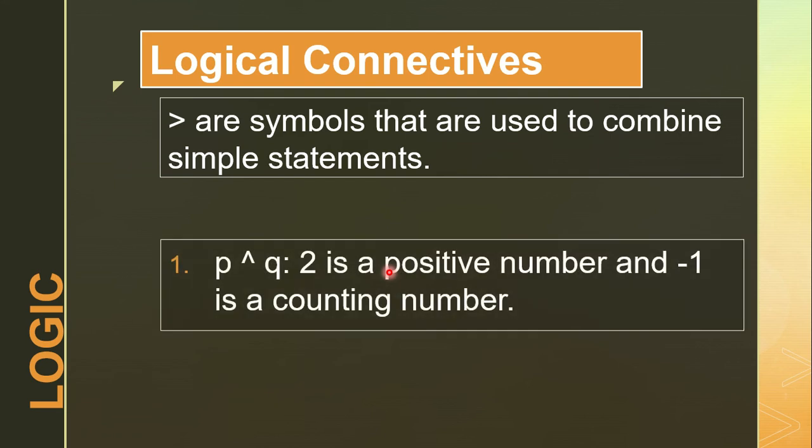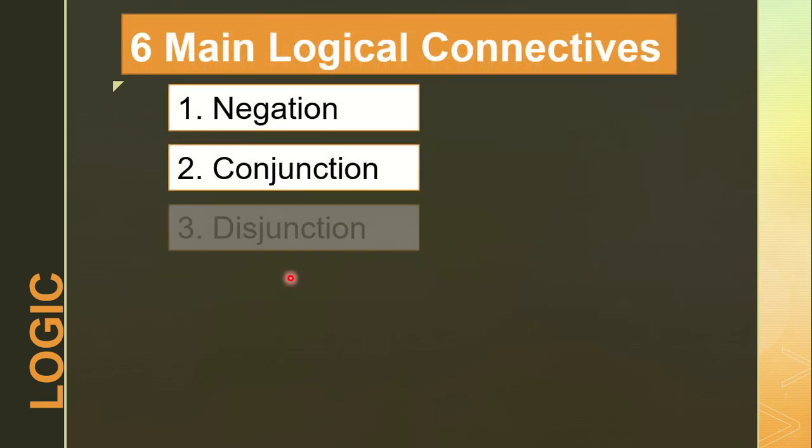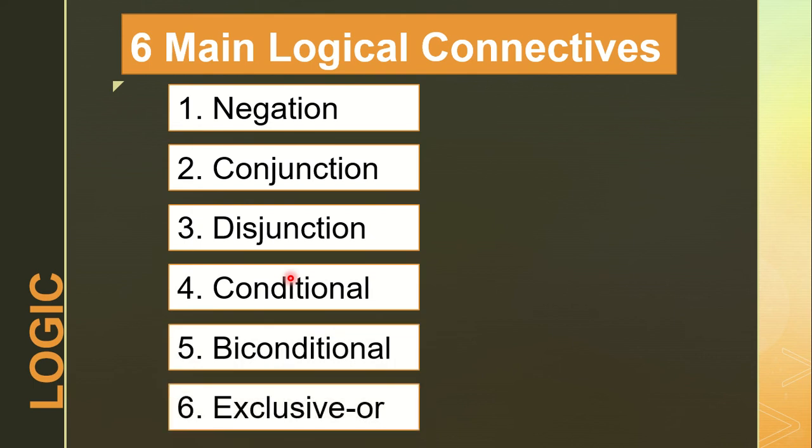For example, this one. This symbol here is a connective, and it is read as AND. Mathematically, we can write this compound statement, 2 is a positive number and negative 1 is a counting number, into a mathematical form, which is P and Q. So that's how we write in discrete mathematics. There are 6 main logical connectives: negation, conjunction, disjunction, conditional, biconditional, and exclusive or.